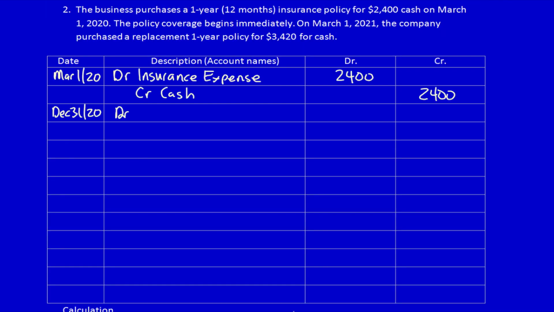On December 31st, 2020, we have to debit the asset prepaid insurance, $400. Why? Because this is the amount that has future economic benefit, and therefore we can't expense it because it hasn't been used or consumed yet. We also have to draw down the insurance expense because we didn't use or consume $400 worth of insurance. Credit, insurance expense, $400.